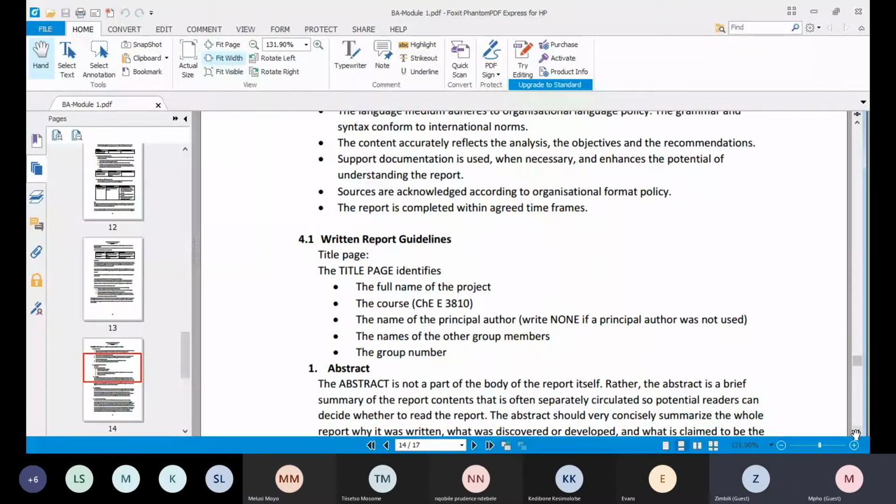Now a written report is a document that presents information in an organized format for a specific audience and purpose, because you will be writing different reports for different stakeholders. Some stakeholders want to know how the financial side of the project is doing. Some stakeholders would like to know how the technical side of the project is doing. So your report usually will include a title page, which refers to the name of your report, the author and the group number, the course.